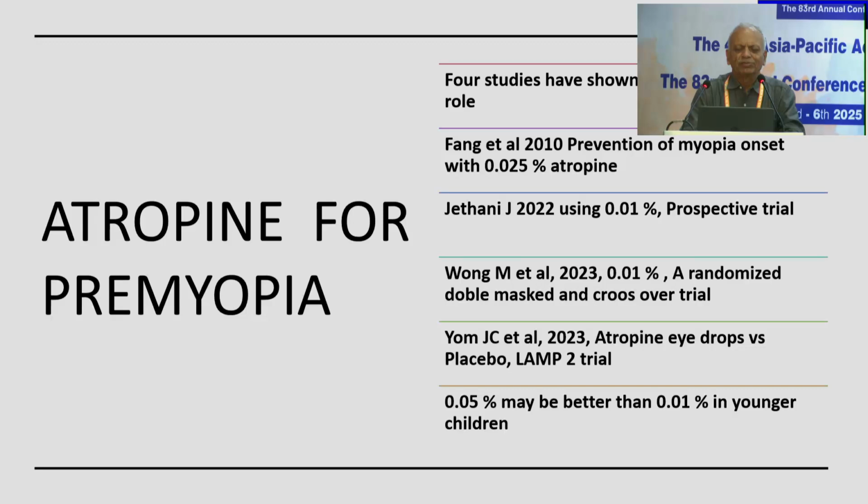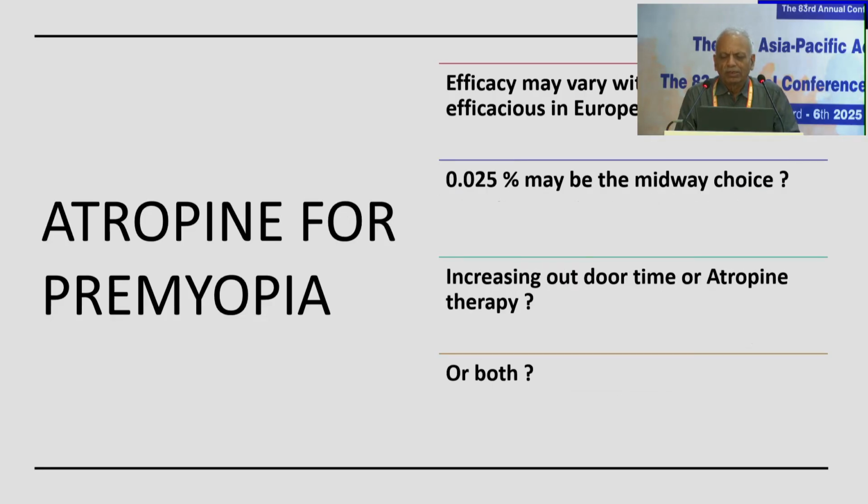Now, there are 4 studies which have shown use for atropine in the last 3-4 years in pre-myopia. This is limited data. I think it will need to be improved with more studies. Now, atropine efficacy may vary with ethnicity, more efficacious in European children and less efficacious in our population. 0.025 may be the midway choice. Increasing outdoor time and atropine therapy may be combined, and it may work better.